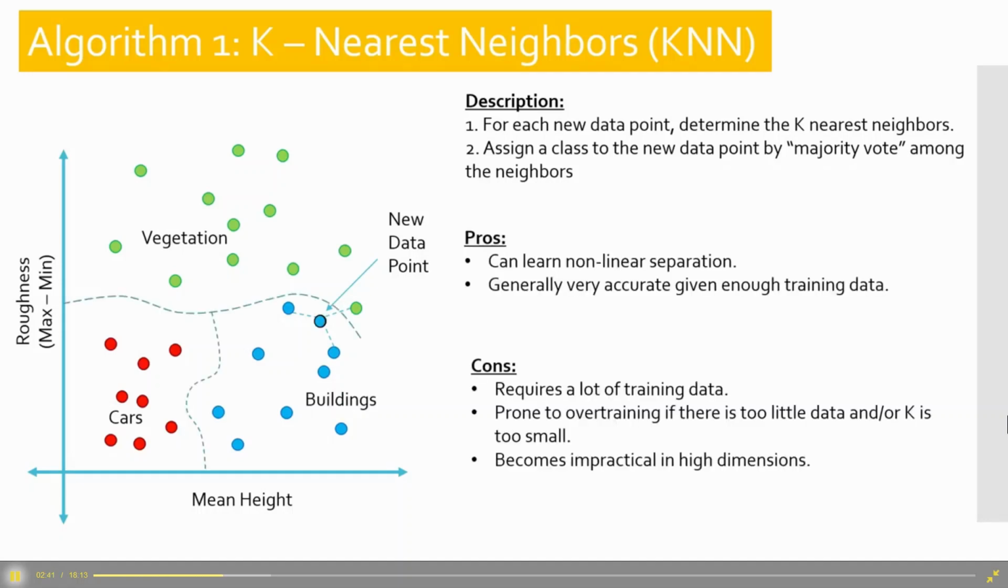So nearest neighbor gives you a nice line between your data to classify things, and it classifies them pretty well. You need a lot of data is one of the issues with this. So you need a lot of training data.